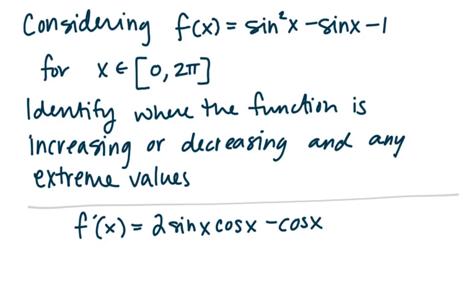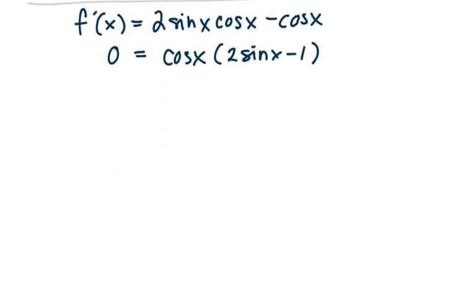So if I set this function equal to 0 to solve and find my critical numbers, I'm going to factor. In this case, I can factor out a cosine x. Factoring out cosine leaves me with 2 sine x minus 1. If I set this equal to 0, I'll be setting 2 factors equal to 0. I'm solving cosine x equal to 0. And if I add 1 and divide by 2, I'll be solving sine x equal to positive 1/2.